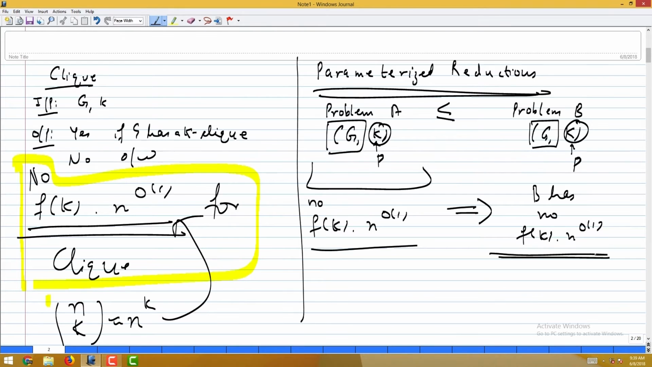Now, what should be the property of this reduction? First of all, how much time should this reduction take?